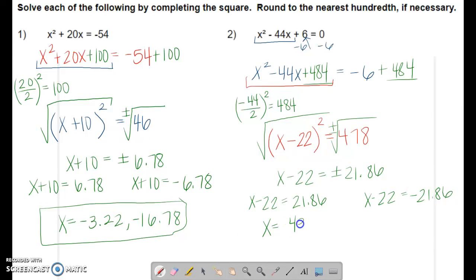X equals 43.86, and then x equals 0.14. And again, you can always just default to rounding to the nearest hundredth if I don't tell you, but it does in fact tell you up here to round to the nearest hundredth.